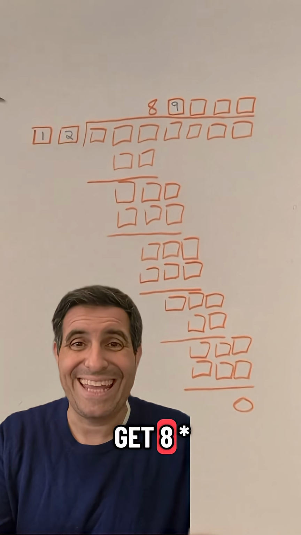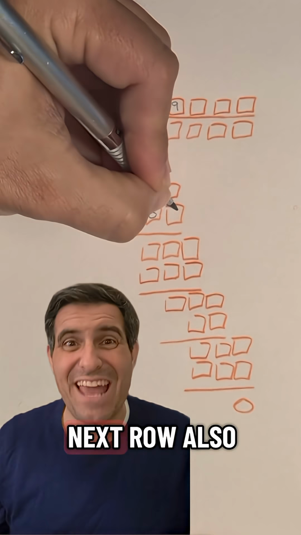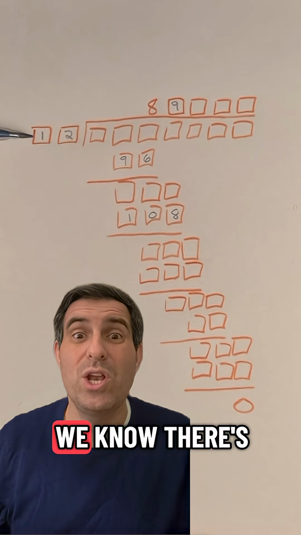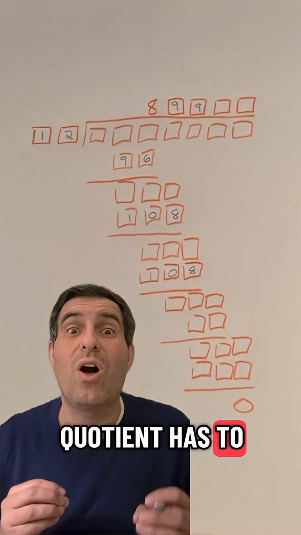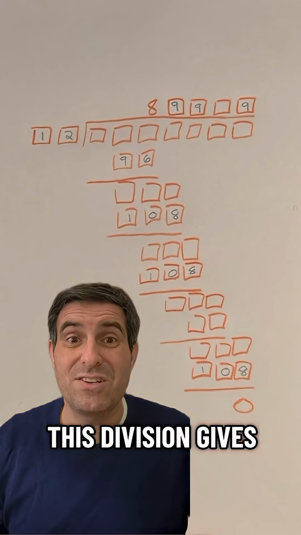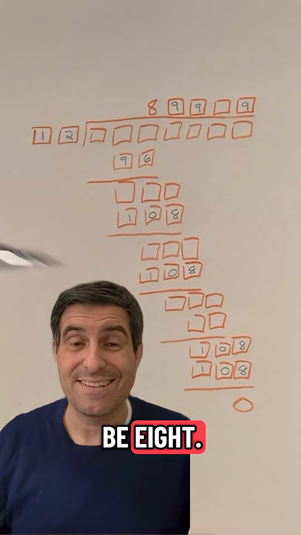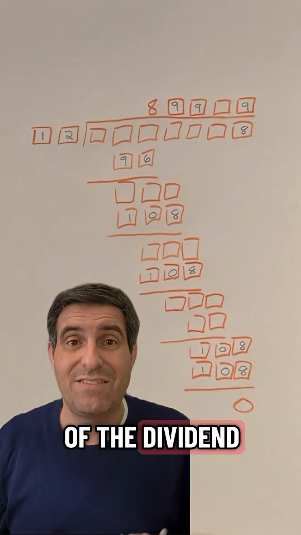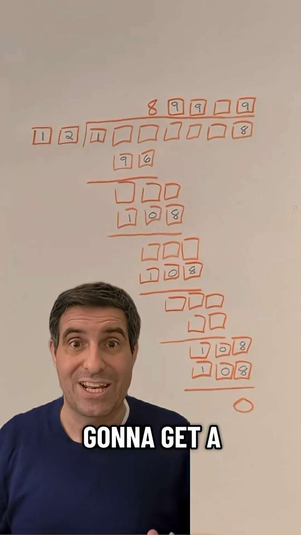Well, then we get 8 times 12 is 96, and 9 times 12 is 108. And since the next row also has a 3-digit number, we know there's going to be another 9 in the quotient, and that last digit in the quotient has to also be 9, because 9 times 12 is again 108. Since we know this division gives 0 a remainder, that means we know the last digit of the dividend is going to be 8. We also know the first digit of the dividend has to be 1, because if it's anything higher, when you subtract 96, you're not going to get a 2-digit number.